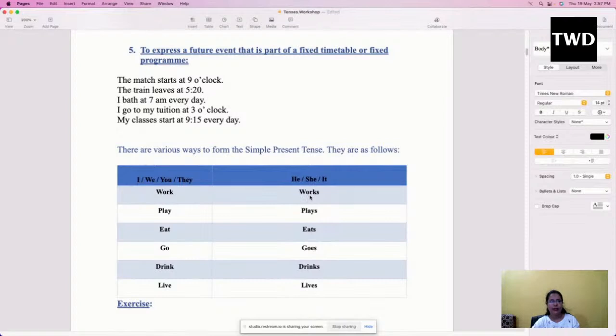So while framing sentences under simple present tense, please remember these tips, that your subject should agree with the verb. And the second tip is this, that we are not going to use any kind of helping verb while framing sentences under simple present tense.